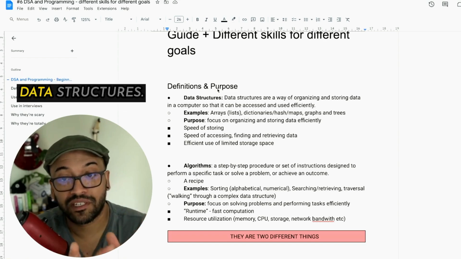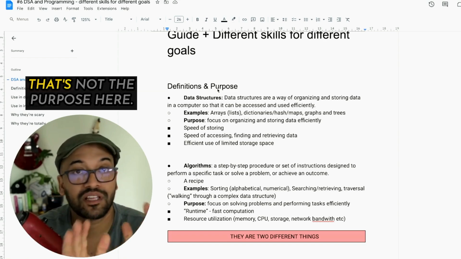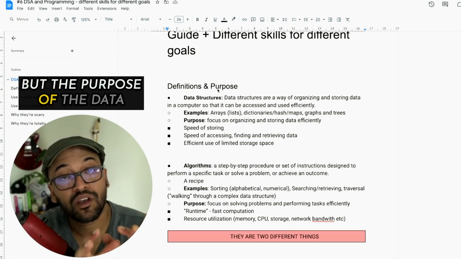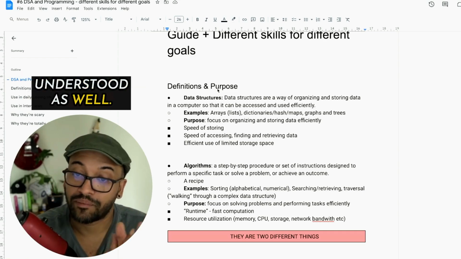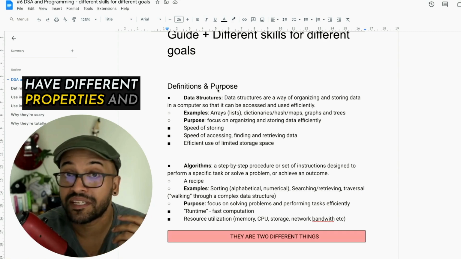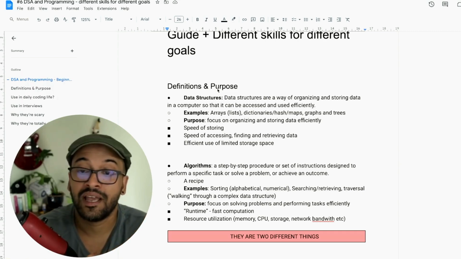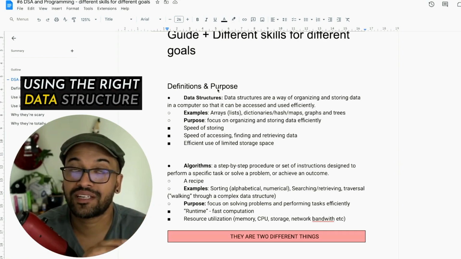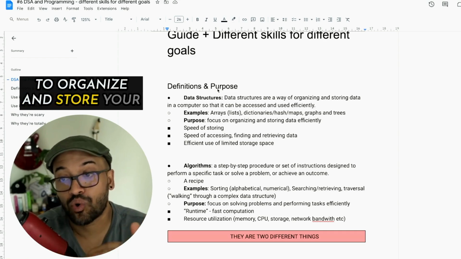Now, those are examples of data structures. So we don't need to go too much into the theory. That's not the purpose here. But the purpose of the data structure needs to be understood as well. So each data structure will have different properties and benefits and disbenefits. And so you need to focus on using the right data structure to organize and store your data efficiently.